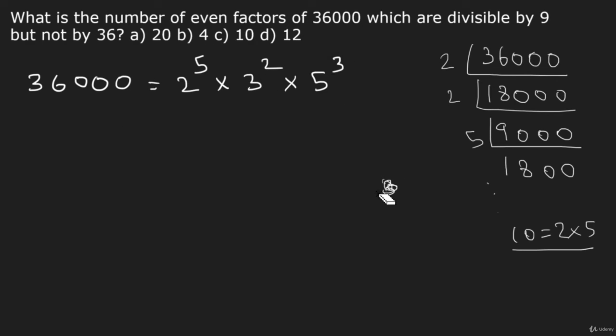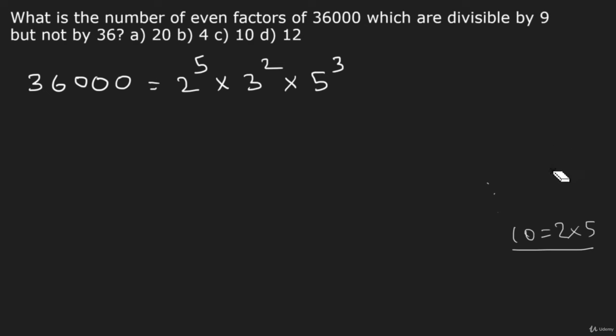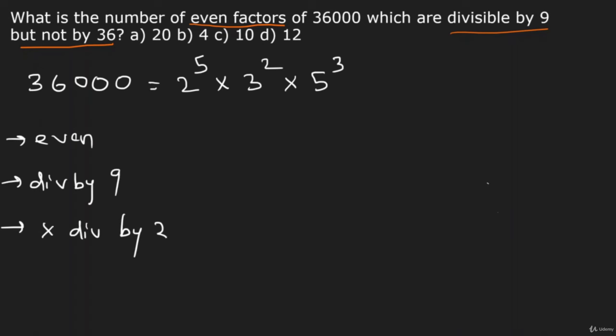Once you have prime factorized 36,000, let's see how to approach this question. So I've written the prime factorization over here. Now it's mentioned in the question that we need to find the number of even factors, and those factors have to be divisible by 9, and those factors should not be divisible by 36. So let me write these three conditions over here. The factors have to be even, divisible by 9, and not divisible by 36.